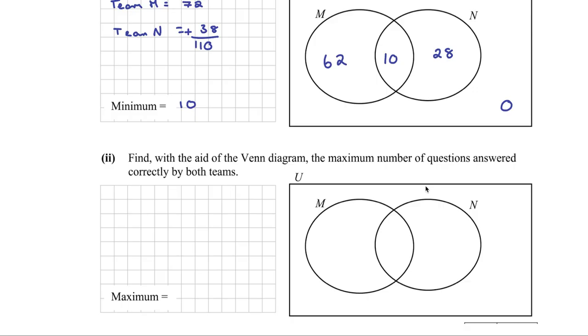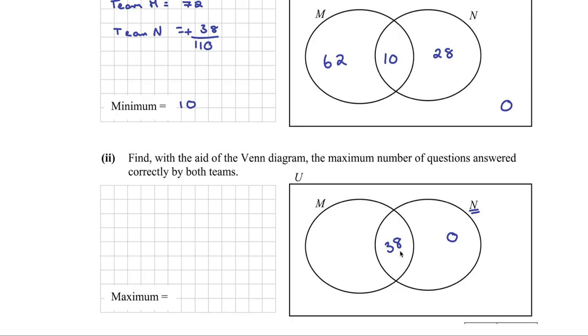Well, the maximum number of questions is simply going to be if all of the questions that Team N answered correctly were the same ones that Team M answered correctly. So Team M has to total to 72, but I'm going to say, let's say that every single question that this team answered, let's assume that those were all also answered correctly by Team M. So let's say the 38 is in the overlap. Let's say they got no unique questions. Every question that they got right, the other team got right as well.